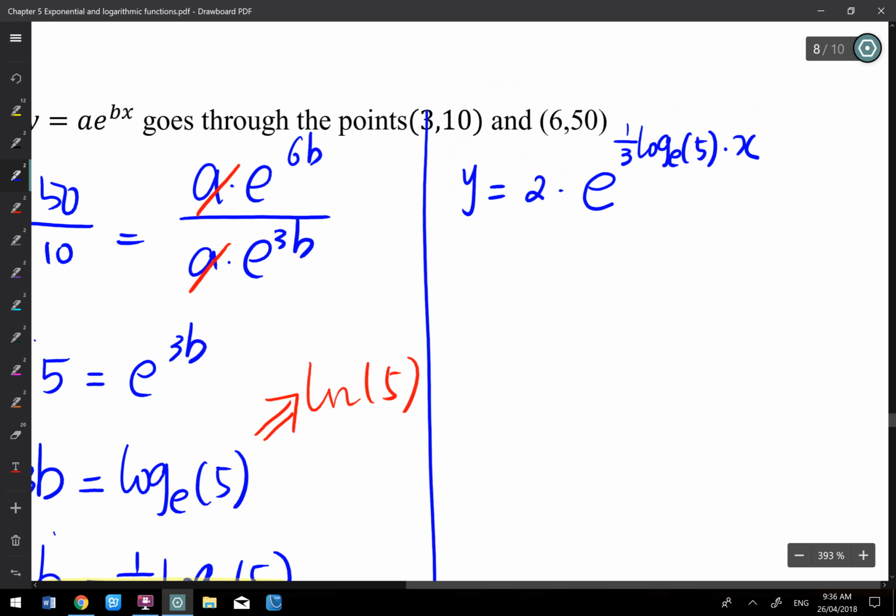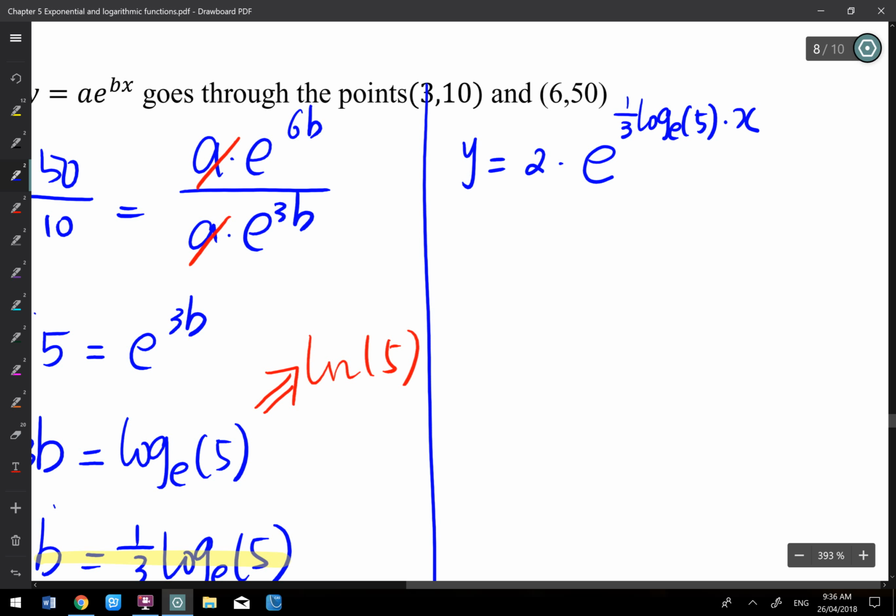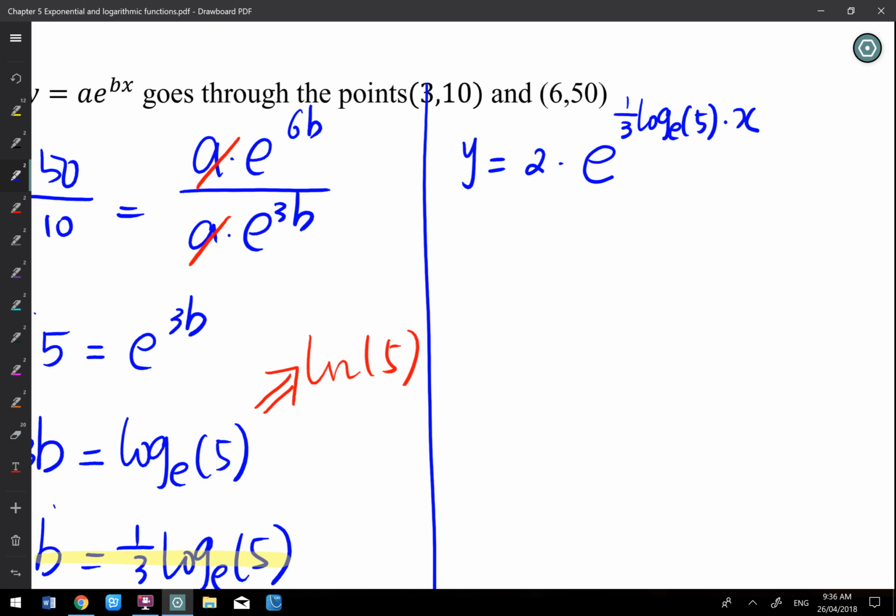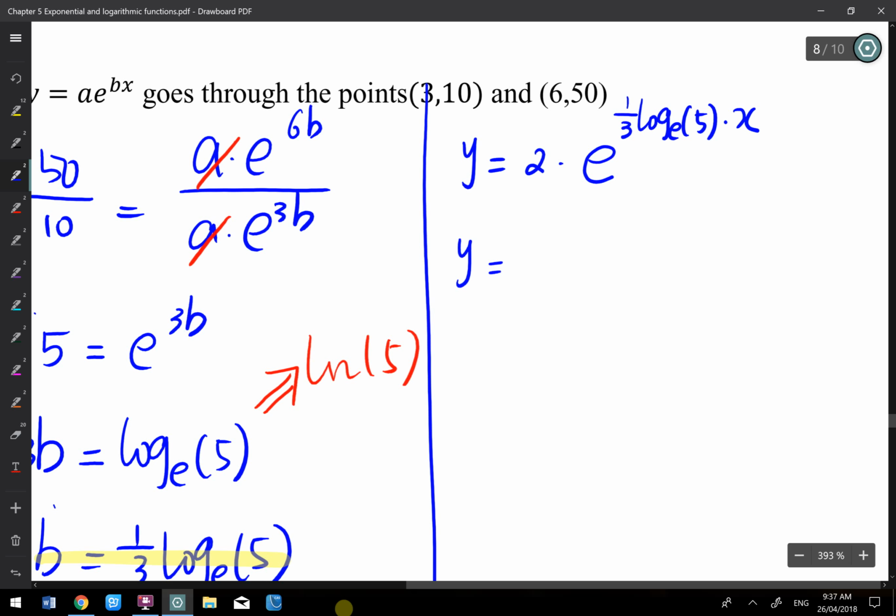That's why I sub a and b into the equation. After we sub in, obviously this doesn't look very nice, and we can absolutely simplify it further. So what's the way we can simplify it? y equals 2 times e, because a to the power of log a m can be simplified, so I will put e to the power of log e5 here and then raise it to a further power of a third x.